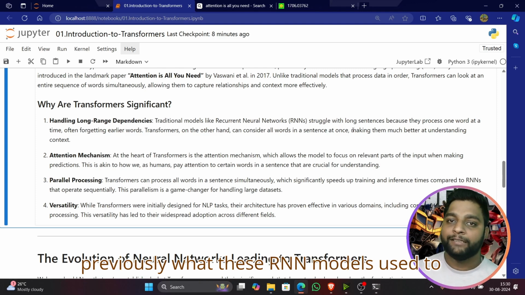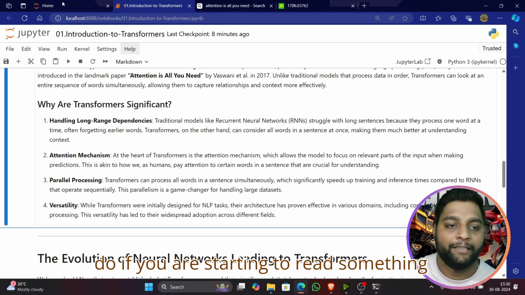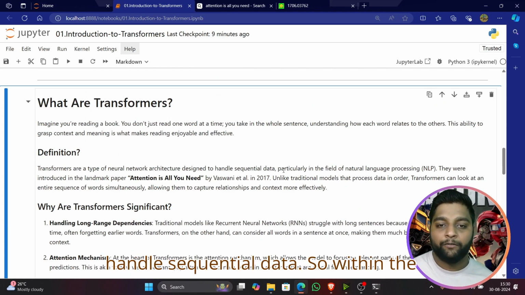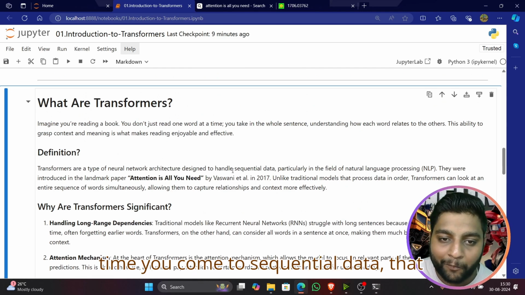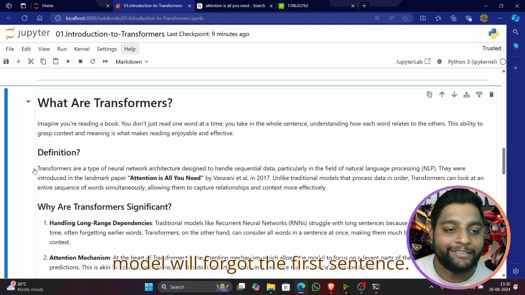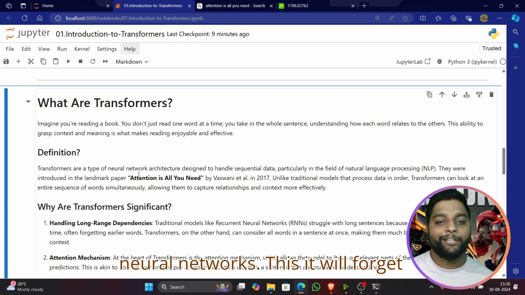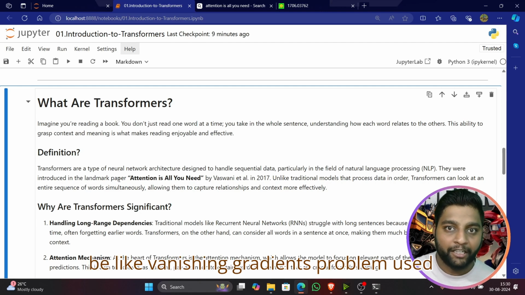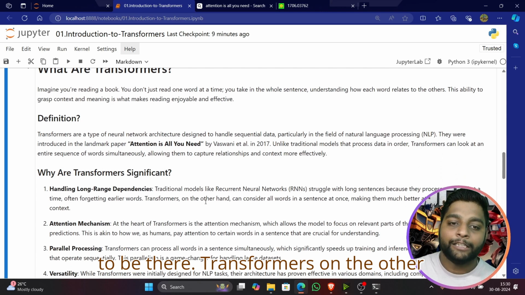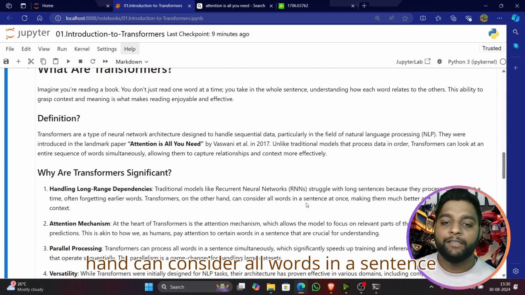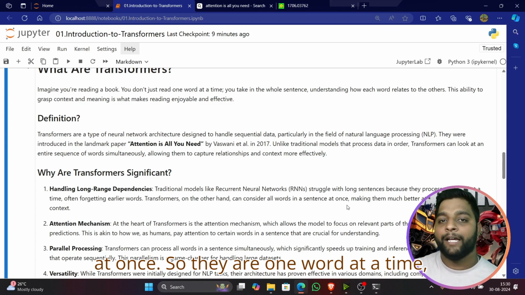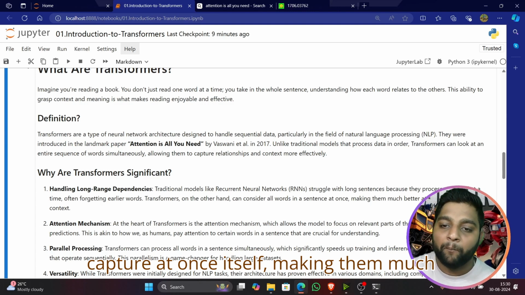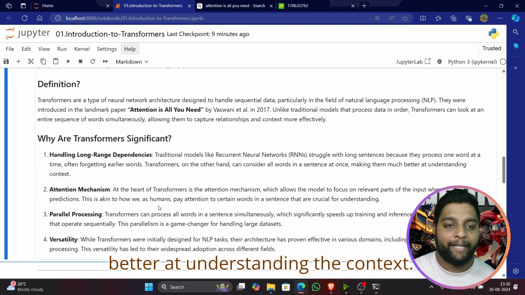Okay. So previously, if these RNN models started to read something, for example, "transformers are a type of neural networks designed to handle sequential data," then by the time you come to "sequential data," the model will forget the first part, that is, "transformers are a type of neural networks." It will forget this. There used to be a vanishing gradients problem. Transformers, on the other hand, can consider all words in a sentence at once. They are not one word at a time. Here the entire sentence can be captured at once, making them much better at understanding the context.